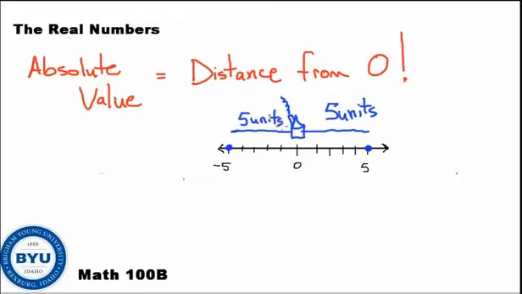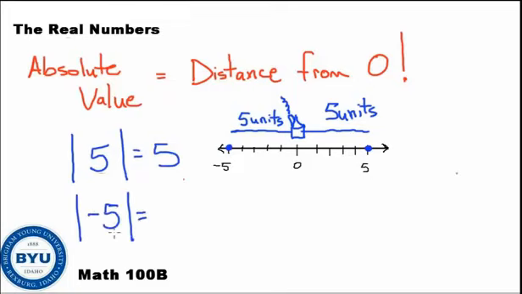Because distance is always a positive value. Please note that when we deal with absolute value, the symbol for absolute value is two straight up and down lines. And if I ask you, what is the absolute value of 5, it's asking you the distance to 0, which is just 5. And if I ask you, what's the absolute value of -5, well, that's just the distance to 0. That is also 5.